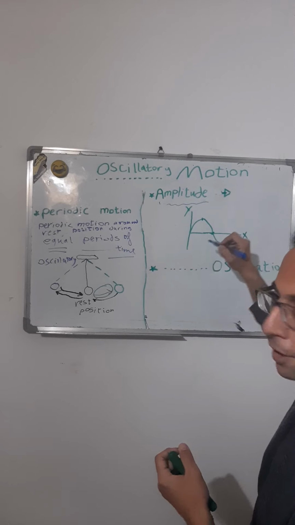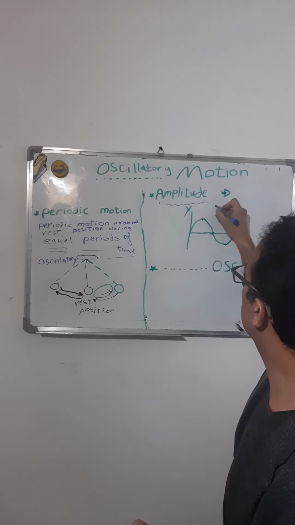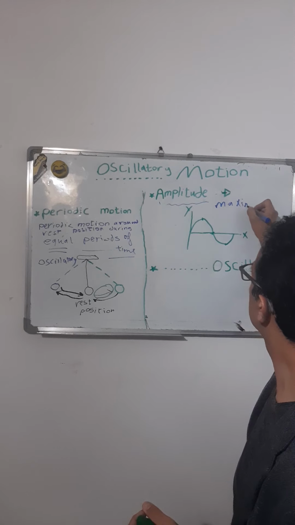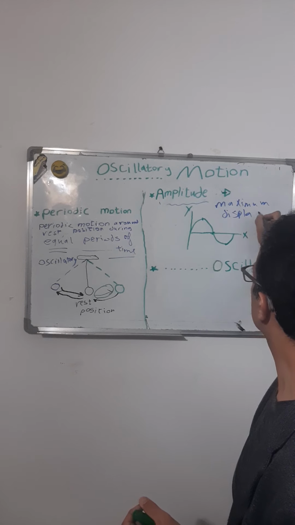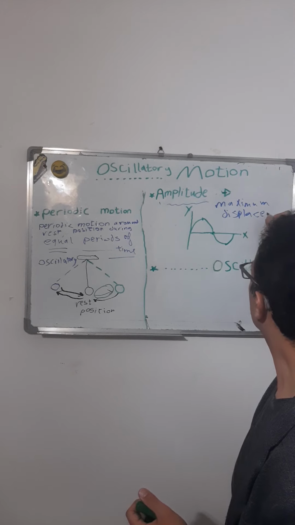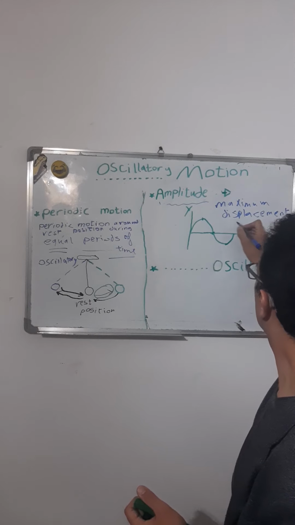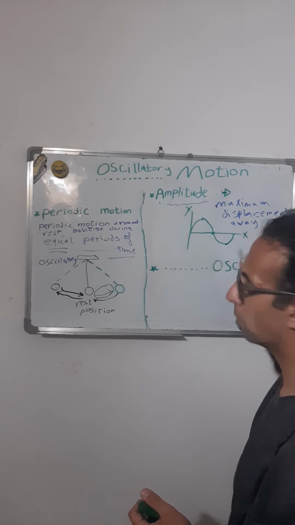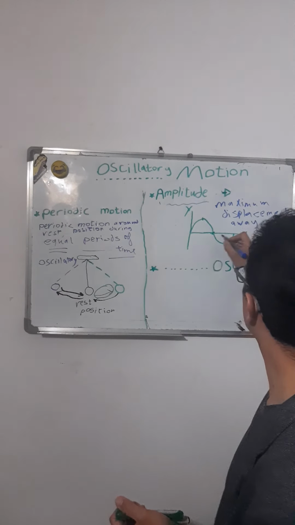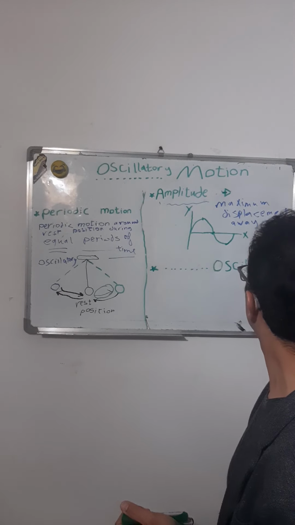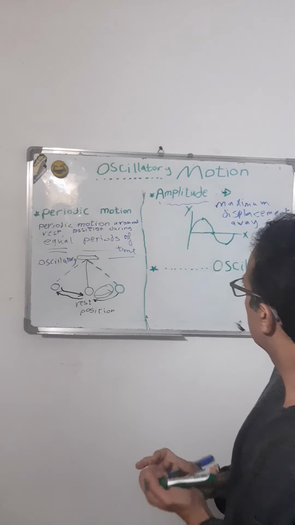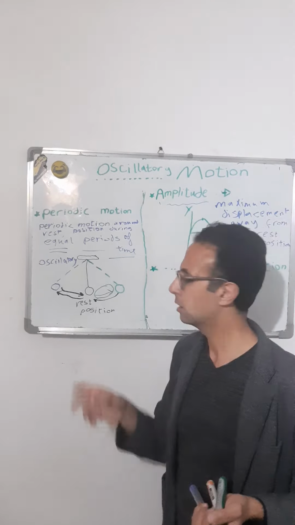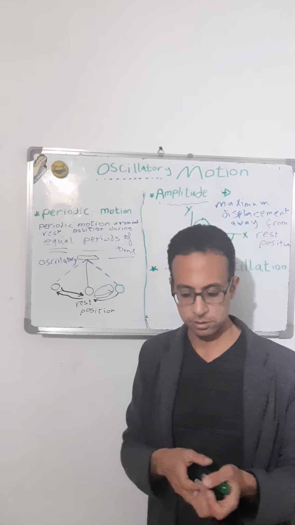Wave style. Okay, so amplitude is the maximum displacement, simple definition, displacement away from what? Away from the rest position. Okay, last point, we will talk about it completely in the next lesson.